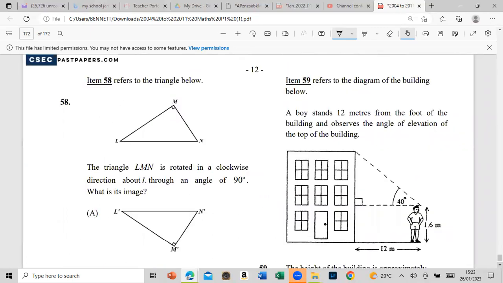58. Triangle LMN is rotated in a clockwise direction about L through an angle of 90 degrees. What is its image? Okay, so 90 degrees means a right angle turn. So it's about turning straight towards one side, a right angle of a turn.